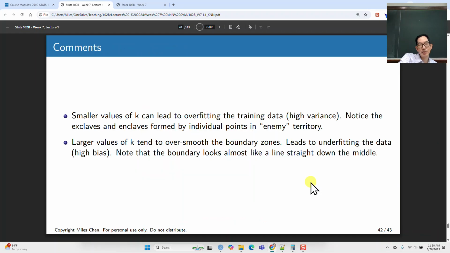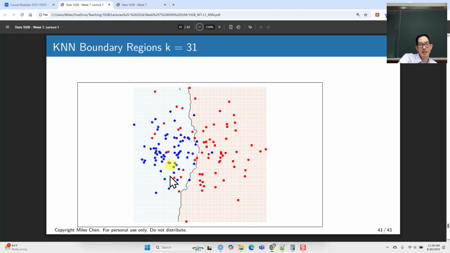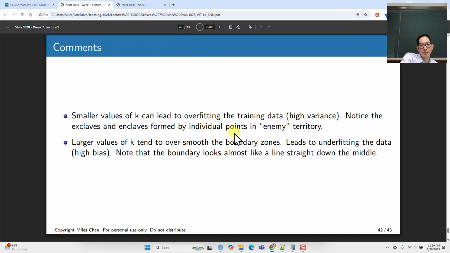And at k equal to 31, so we have a very high k, and now we're getting almost just a straight line down the middle that just says the right-hand side is red and the left-hand side is blue, okay? But probably somewhere in between is best, and we'd probably use cross-validation using different values of k. We would subsample to 80%, 20% splits or something like that. Use cross-validation, see how it performs, and try to determine it that way, okay?